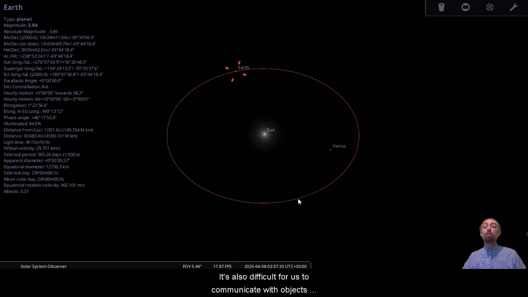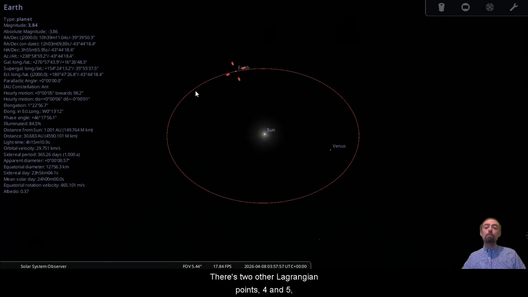It's also difficult for us to communicate with objects that are on the far side of the Moon, but of course the Moon is orbiting around us. The James Webb Space Telescope is fixed in that location opposite the Earth from the Sun. So that does mean on a full moon, the James Webb Space Telescope is pretty much behind the Moon from the Earth, but as the Moon orbits the Earth, the James Webb Space Telescope stays exactly where it is.